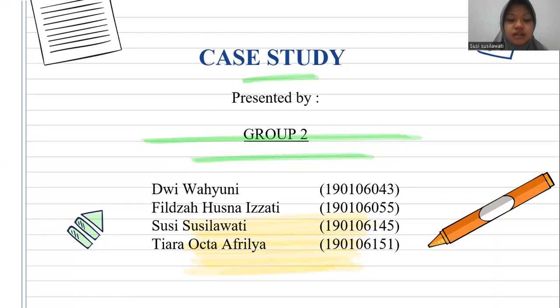First of all, I would like to introduce myself. My name is Susi. My study number is 190106145.